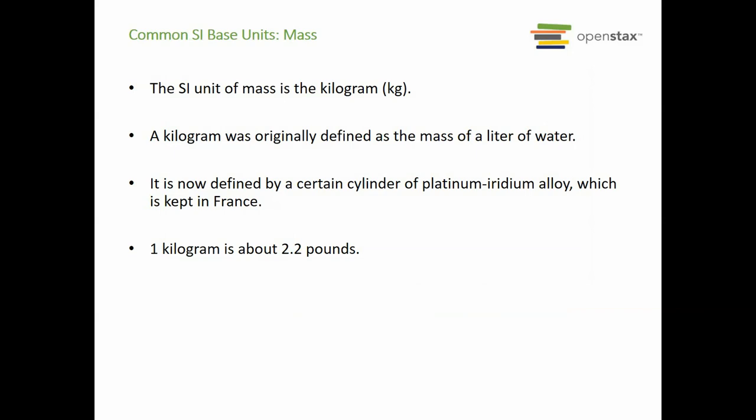Okay, the SI unit of mass is the kilogram. A kilogram was originally defined as the mass of 1 liter of water. It is now defined by a certain cylinder of platinum iridium alloy, which is kept in France. And every time it's polished, the definition changes a little bit. 1 kilogram is about 2.2 pounds.